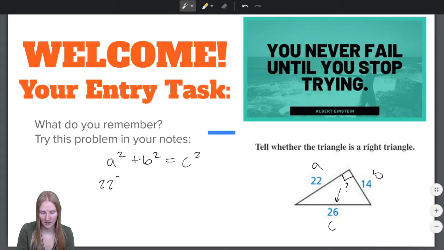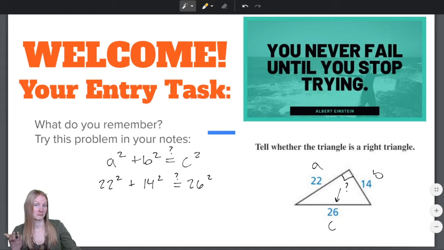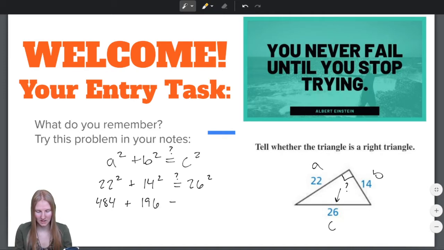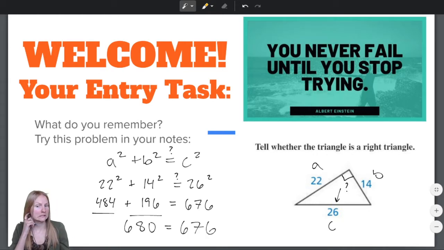So our question is, does A squared plus B squared equal C squared? Let's see. We have 22 squared plus 14 squared. Does that equal 26 squared? Let's see. 22 squared is 484. Plus 14 squared is 196. And 26 squared is 676. Okay, 484 plus 196 is 680. Oh, 680 is not equal to 676.